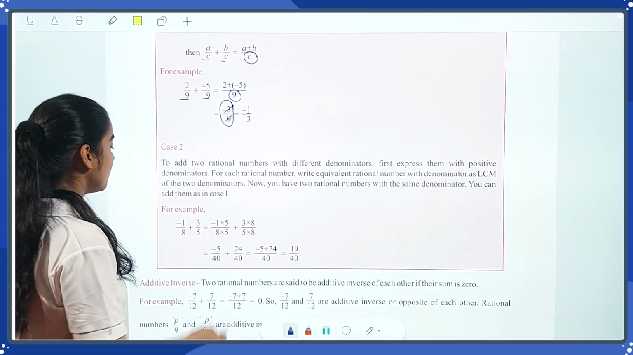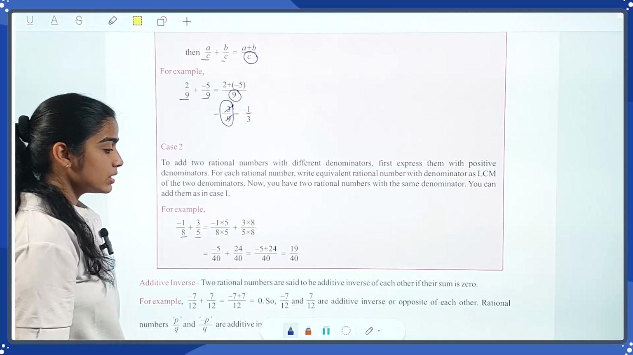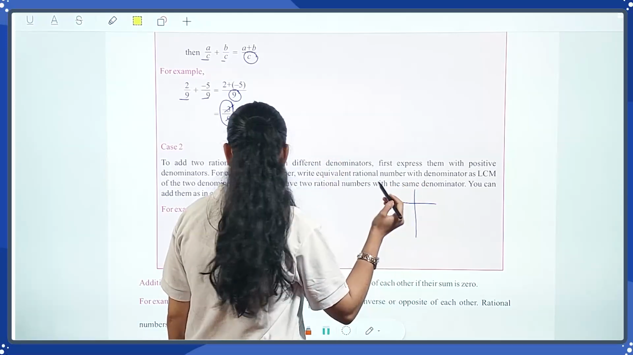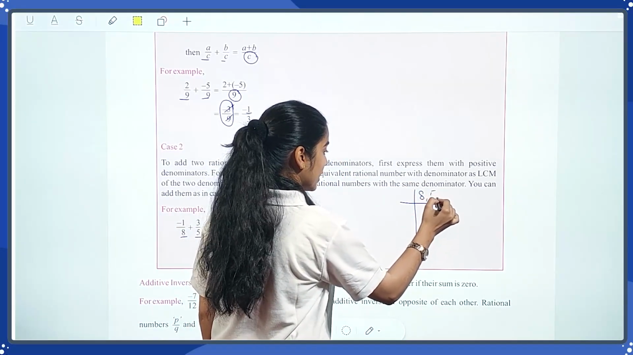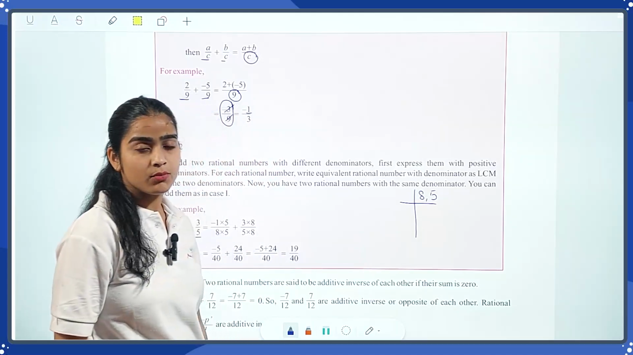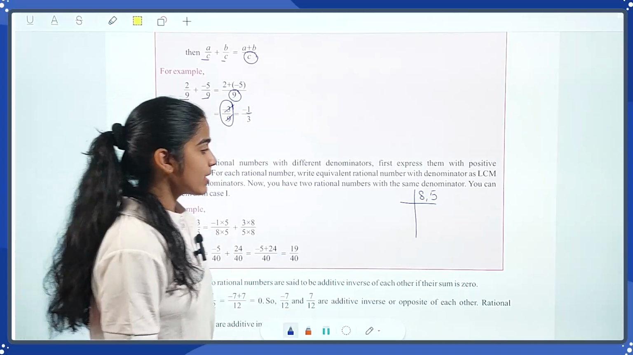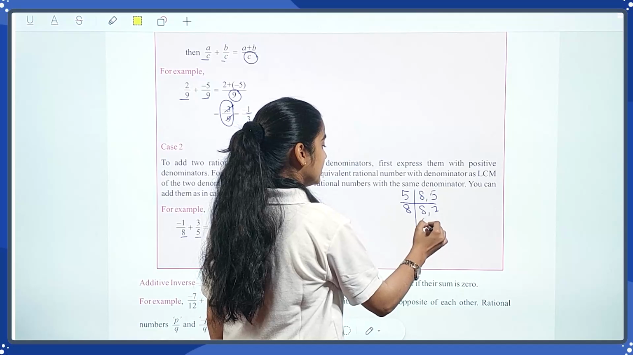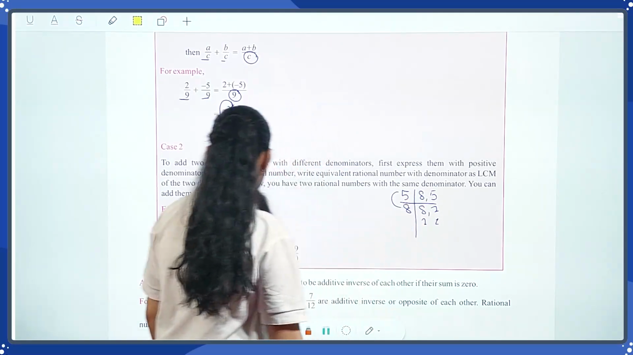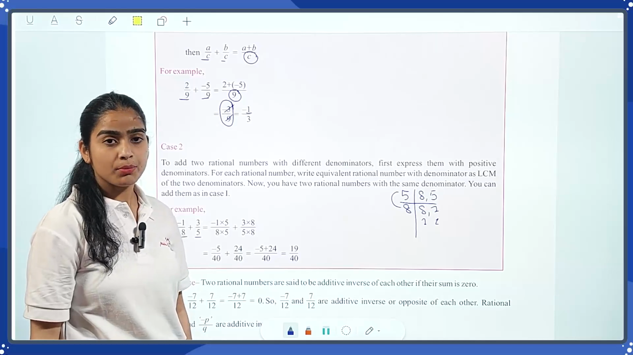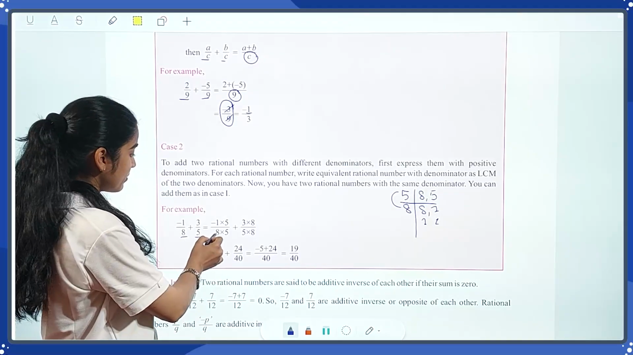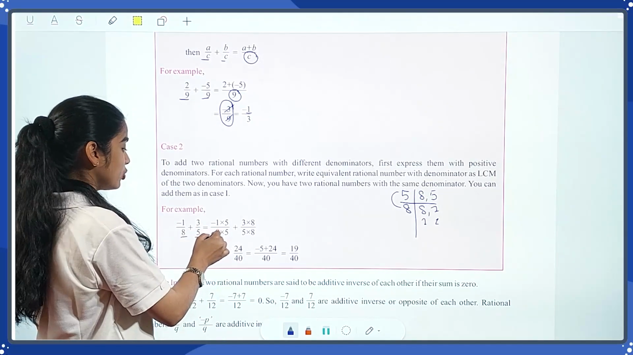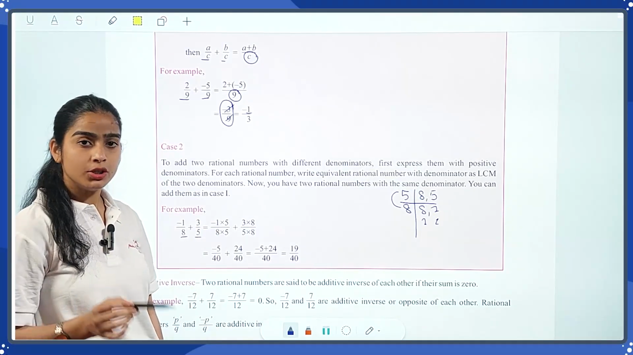Now case 2, where we have different denominators. In this case, first we have to take the LCM. The numbers are 8 and 5. Both numbers have only one common factor, which is 1. It means we take the table of 5 first because we start from the smaller number, and then 8. 5 8s are 40. So we have to convert our denominators to 40. 8 multiplied by 5 results in 40 as the denominator, and since we multiply the denominator, the same thing we have to apply to the numerator.